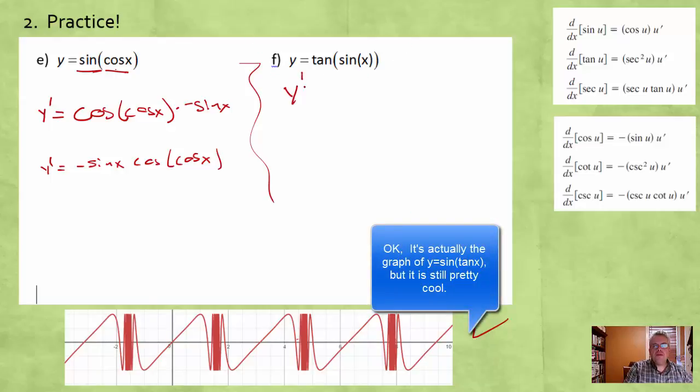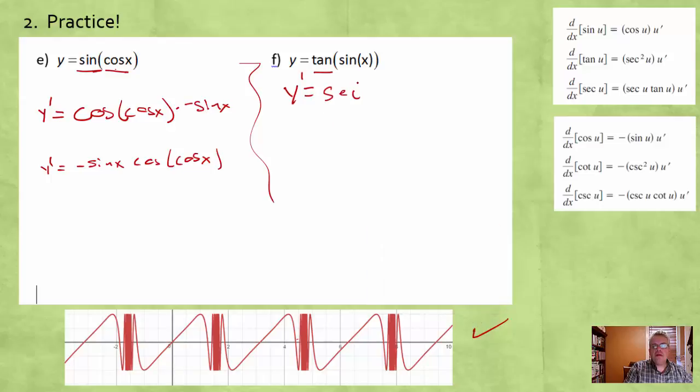So y prime would be the derivative of tangent, which is secant squared, evaluated at the function, whatever that is, sine of x, times the derivative of the inside function. That'd be cosine x. So we got secant squared of u times u prime. But this time u is sine of x. Okay, I'm just going to leave it like that.